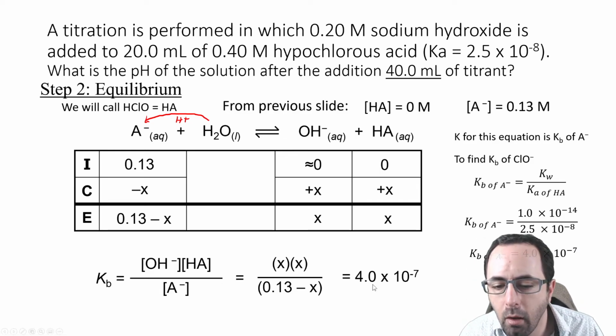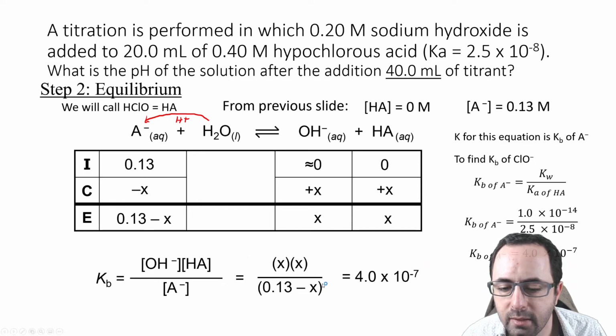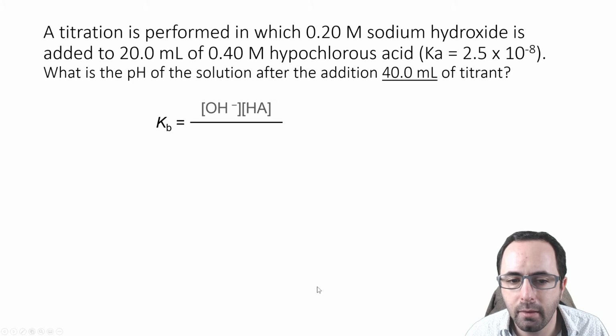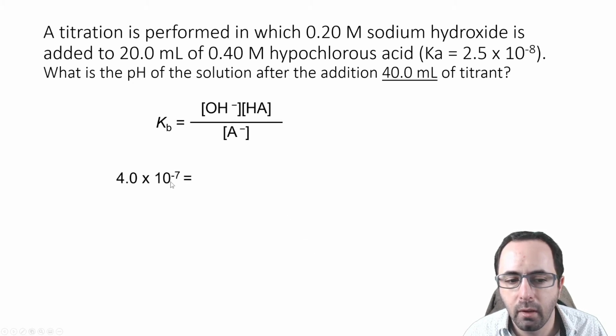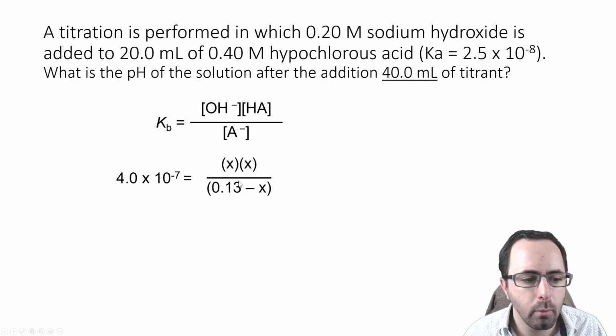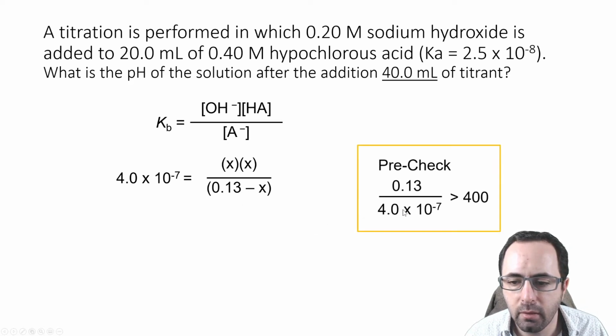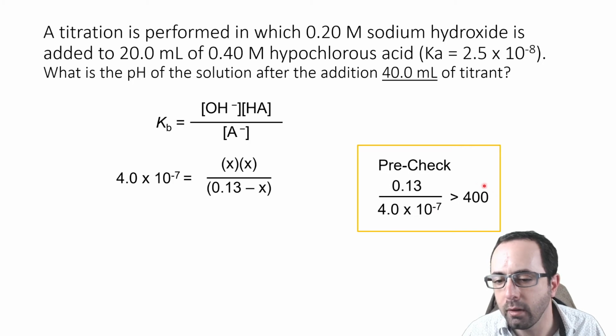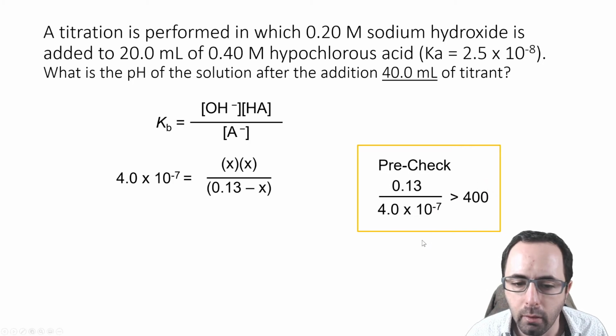So now we're going to take all this and carry it forward to the next slide. Kb is the concentration of hydroxide over the concentration of weak acid. Kb was 4.0 times 10 to the minus 7, and we had x and x here, and then 0.13 minus x. For the pre-check, we take the initial concentration, 0.13, divided by the K. Is that greater than 400? Oh yeah, way greater than 400.